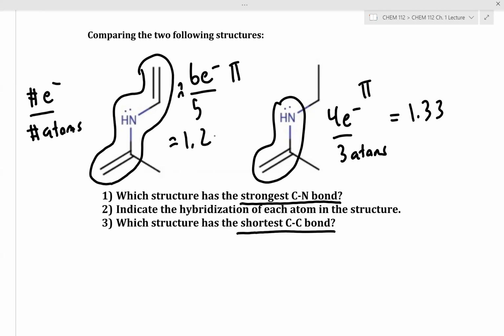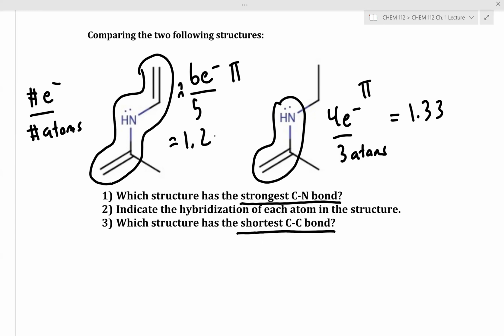Does that make sense? So based on this idea, which system will have in general stronger bonds, more electron density shared between our atoms? The one on the right, exactly, as we'd expect. The less delocalized our electrons are among multiple atoms, the stronger our individual bonds.